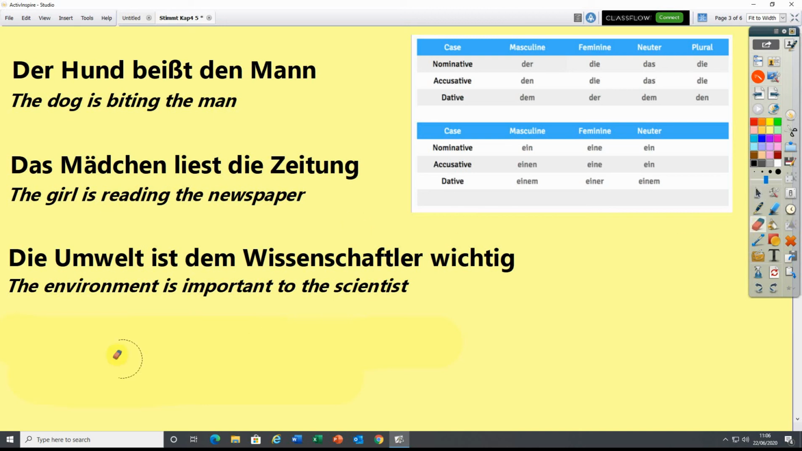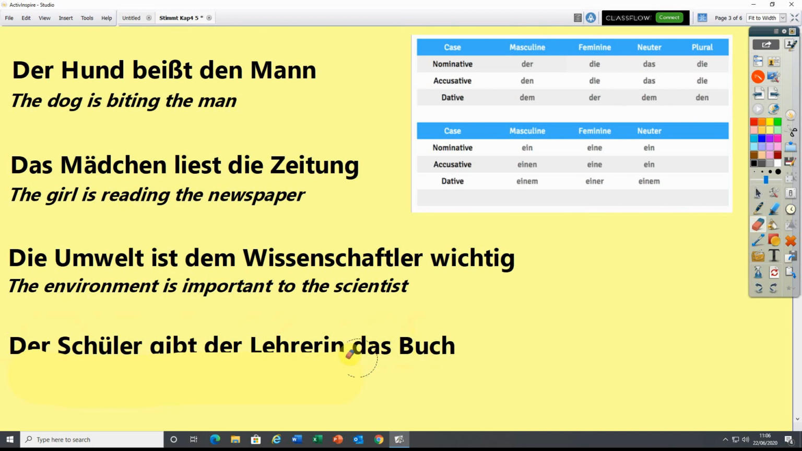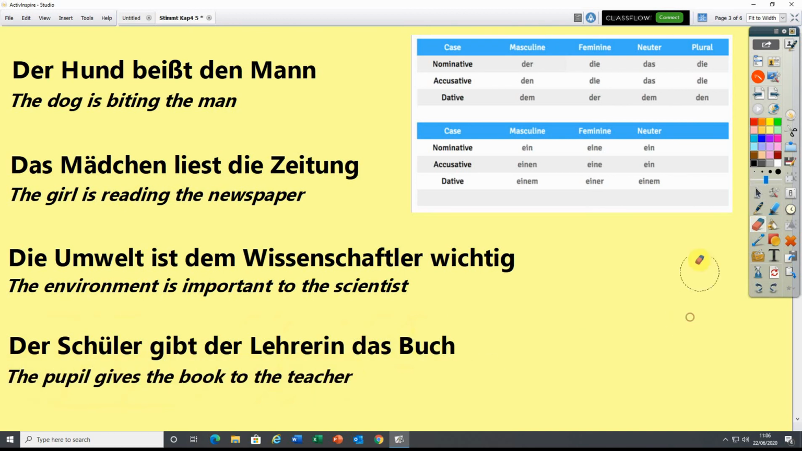And in my last example, I have an example of all three cases. So I have, der Schüler gibt der Lehrerin das Buch. The pupil gives the book to the teacher. So the verb is to give, geben, and you'll quite often find datives with the verb to give. If you think of the verb to give as meaning to donate, it is quite often tied in with the dative. Donate, dative, they're similar words there.